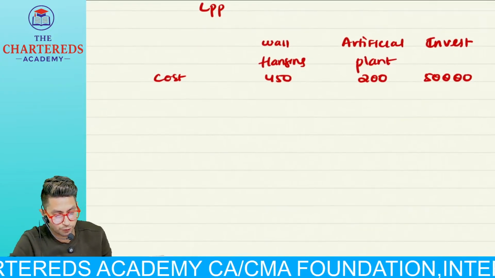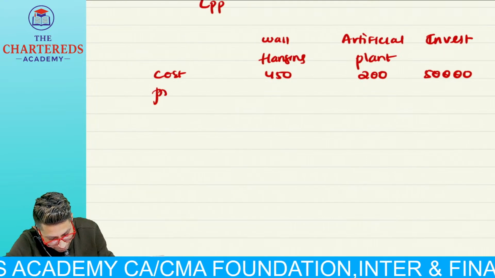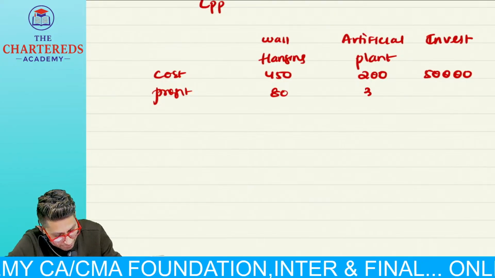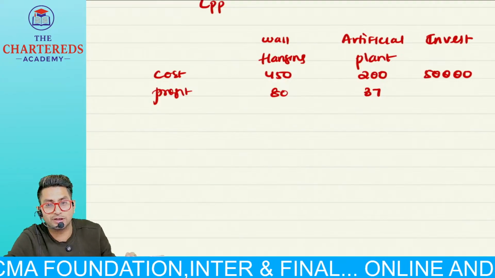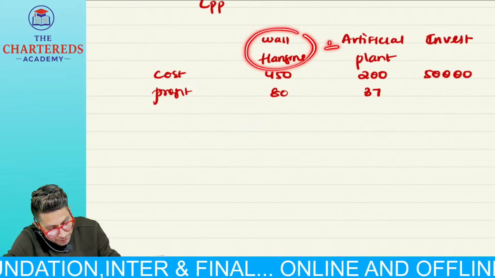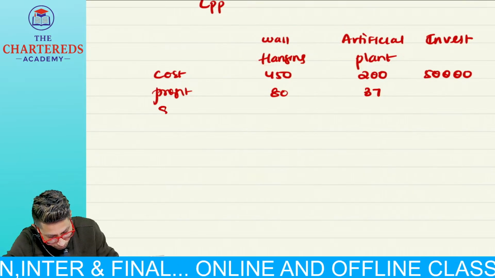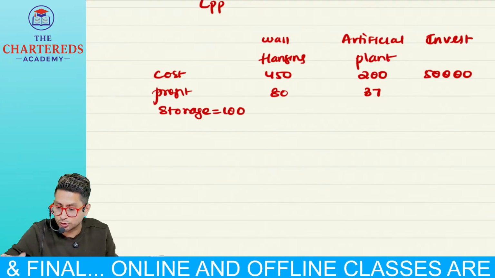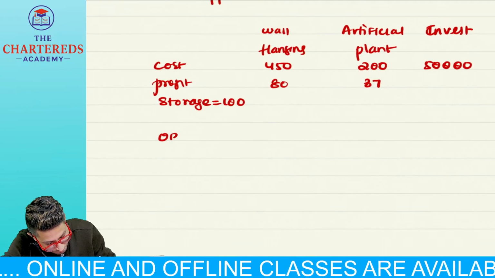So cost is 450 and 200, and investment I can do maximum is 50,000, and now profit. Profit from wall hanging they told 80, and from artificial plant it is 37. And they are telling that what is the maximum number of wall hangings plus artificial plant put together I can store? 100. Storage is 100. So using this, we have to write what? LPP. First, what will be there? Objective function.